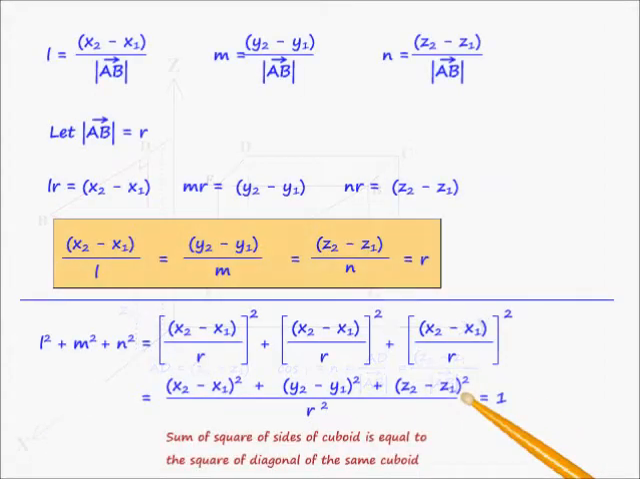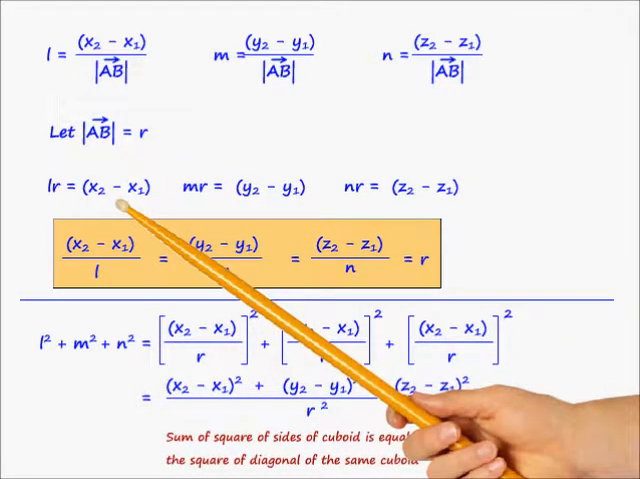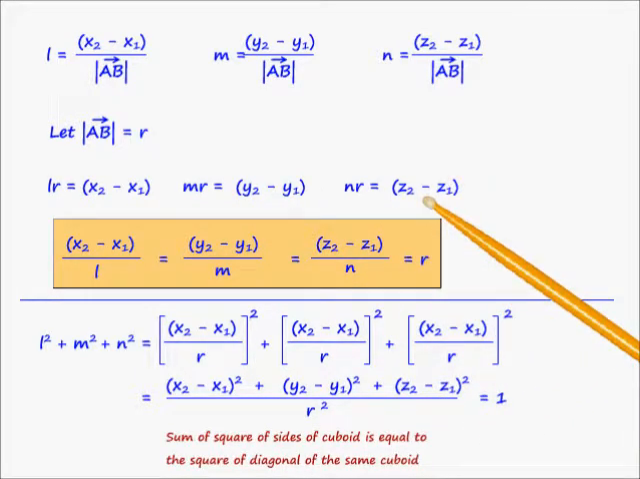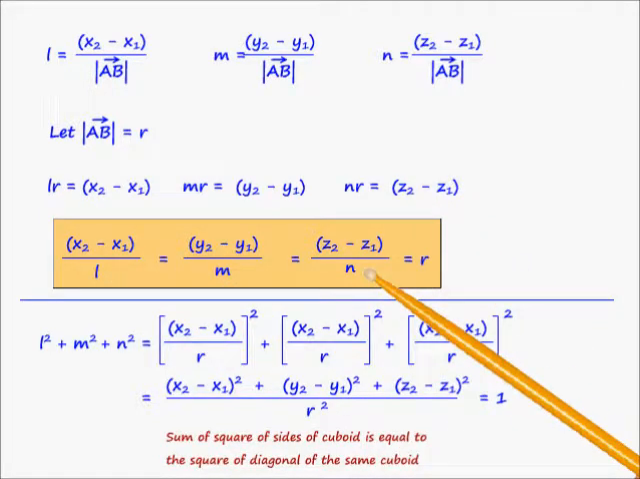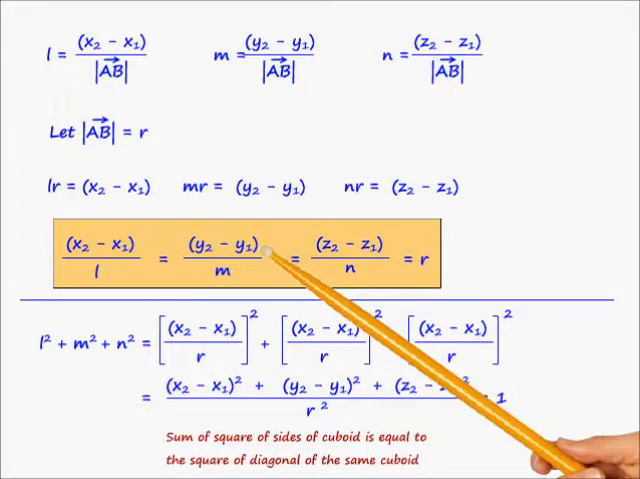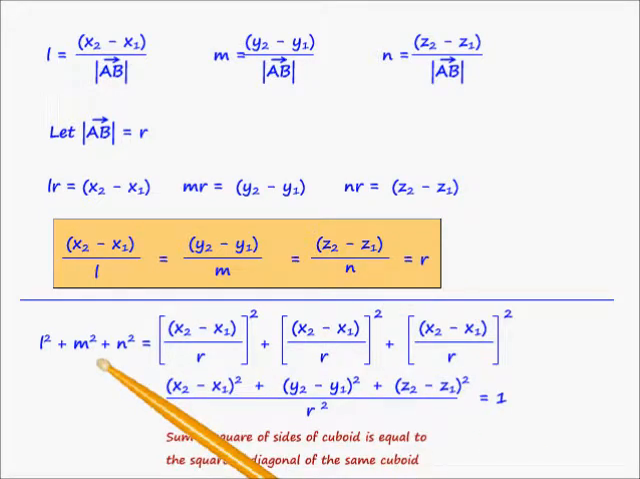Let mod AB equal R. Then LR equals x2 minus x1, MR equals y2 minus y1, and NR equals z2 minus z1. Or we get this relation. Here L, M, N are the direction cosines of vector AB, and x2 minus x1, y2 minus y1, and z2 minus z1 are the direction ratios of the vector AB. It can be easily proved that L square plus M square plus N square equals 1.